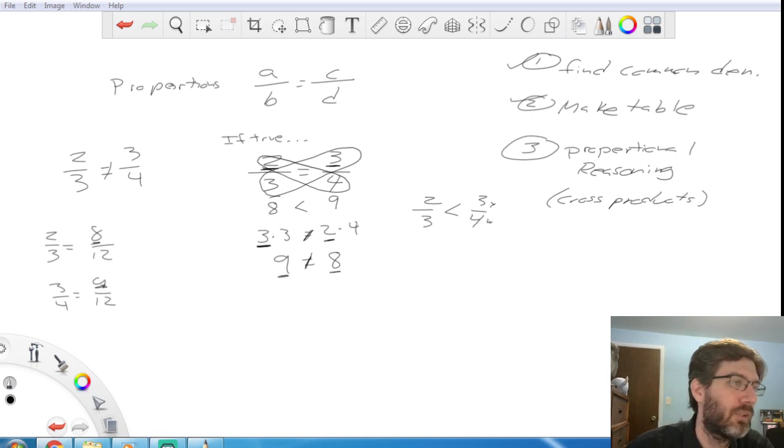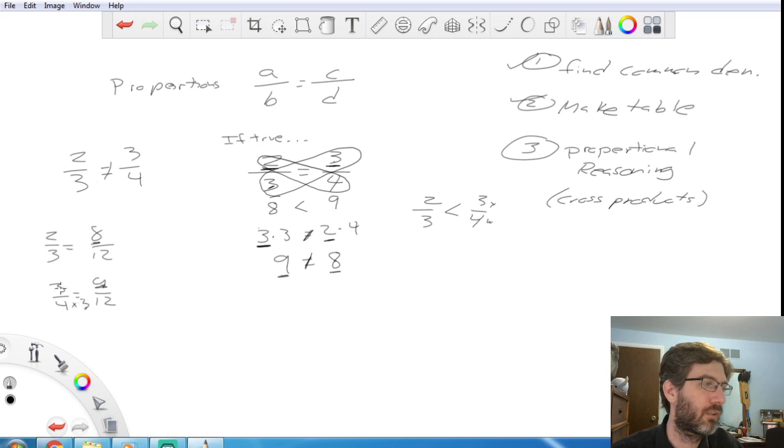Where does the 9 come from? This 9 came from the fact that I did 3 times 3. 3 times 3 is 9, and here I get 2 times 4, which gives you the 8. Over here, your 9s are coming from the fact that I'm making equivalent fractions. Times 3, times 3, times 4, times 4. Does that help you out, Eli?